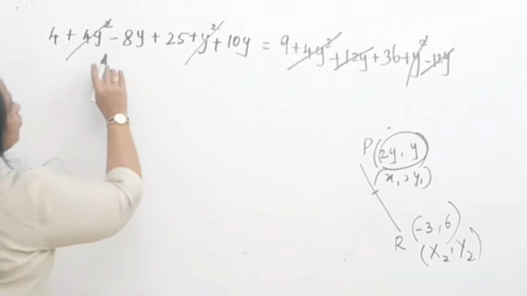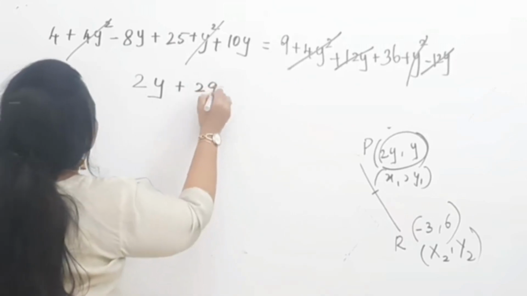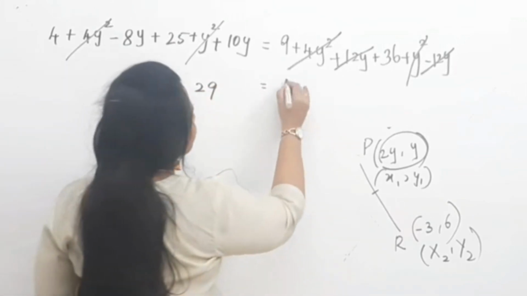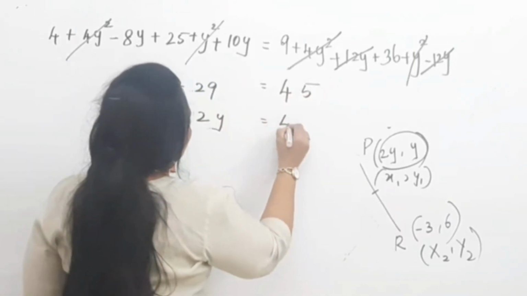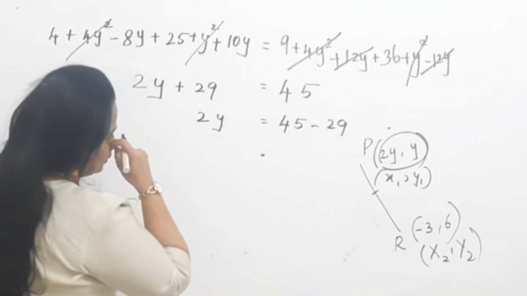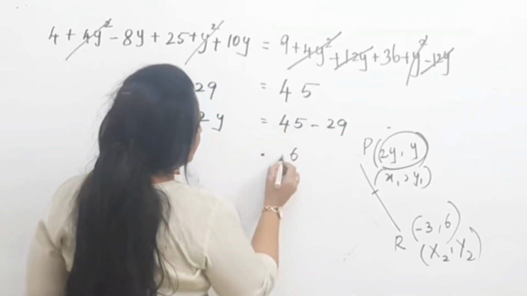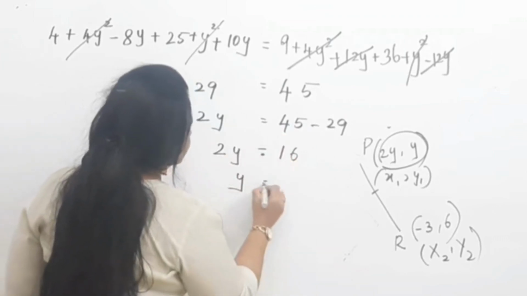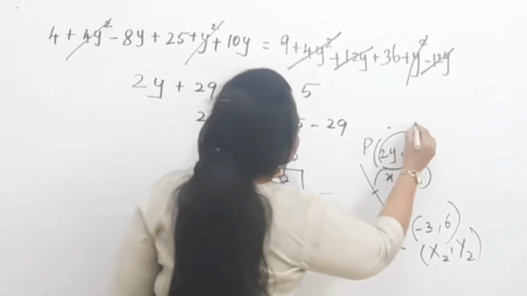And I'm left with 4y square gets cancelled. So I would have my equation 2y plus 29, which is equal to 36 plus 9 is 45. So 2y is equal to 45 minus 29, which is 16. That is, 2y is equal to 16, y is equal to 8. I get my y coordinate, which is 8.